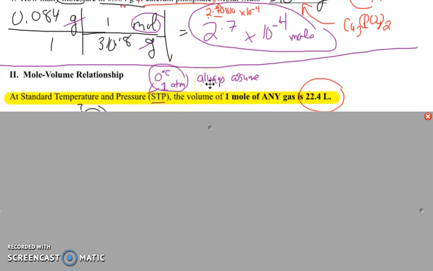You will always assume that for this unit because what happens to gases when they get hotter? What do they do? They expand, they get lighter, like hot air balloons. So we're setting that everything with the gas is happening at 0 degrees Celsius, freezing temperature, 1 atmosphere pressure. So we have a new conversion factor. Now we can go from moles to liters.